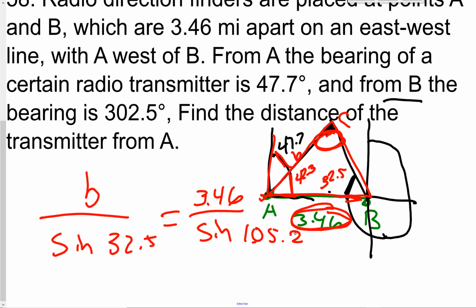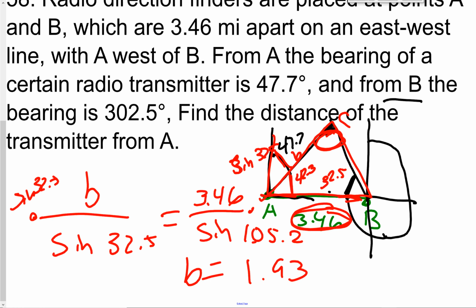Okay, then I can just go ahead and solve this. Multiply both sides by sine of 32.5, and there I have my little b. So my little b is 1.93. Kilometers, what is it in? Sure. Miles, it's in miles.